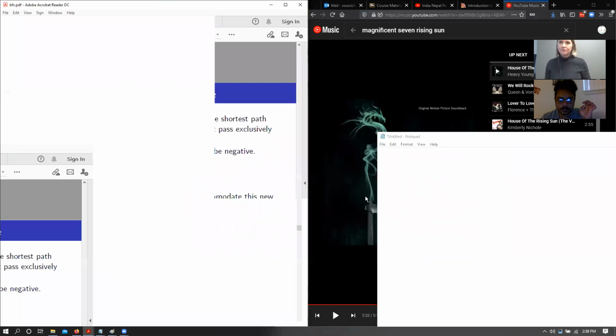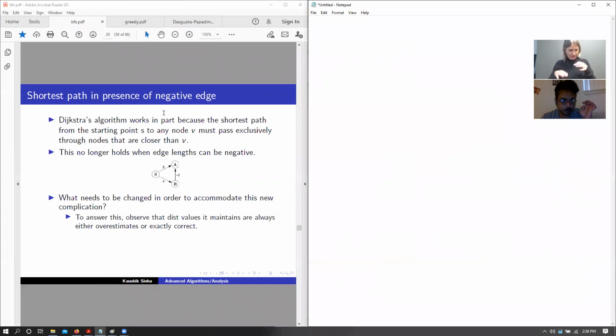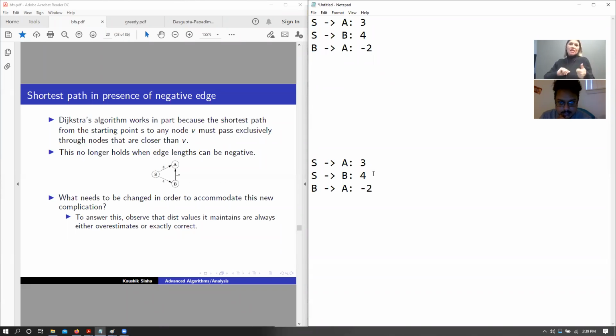No. Okay, right, no, let me just explain this a bit. Let's say we have this particular graph. S goes to A with a distance of 3, and I'm just writing down this graph. S goes to B with a distance of 4, and B goes to A with a distance of -2. So this is one graph, and I'm going to copy this graph as another graph, and let's say that B has a distance of, as you said, -1.